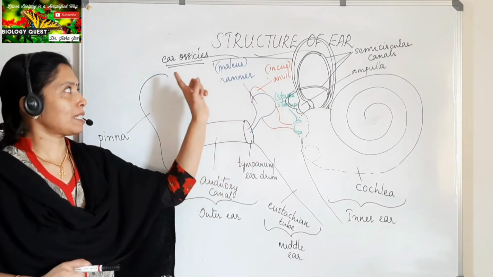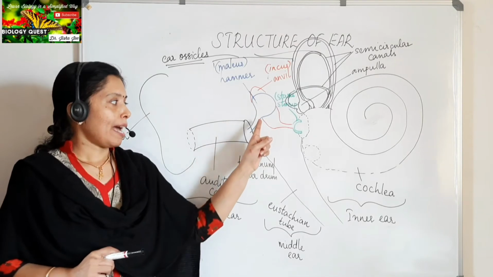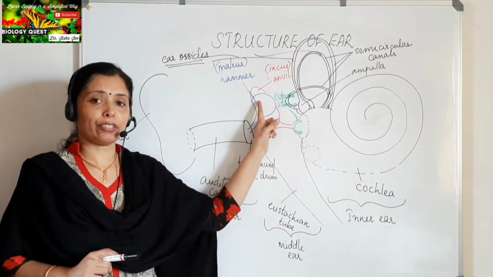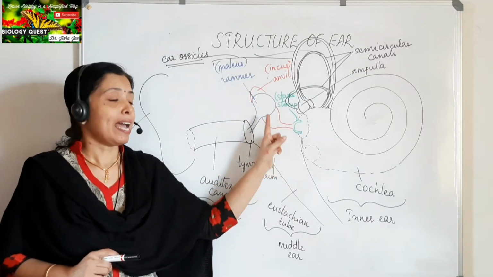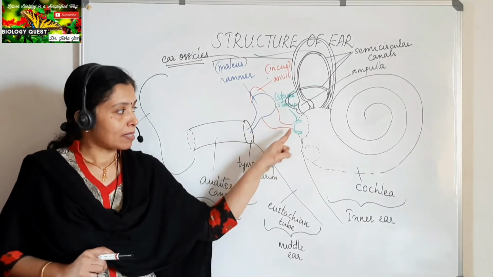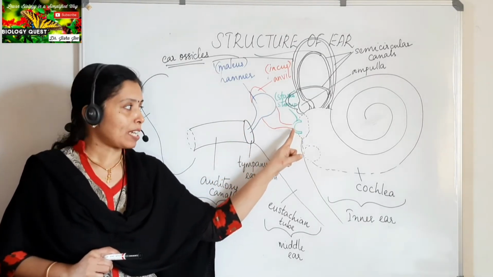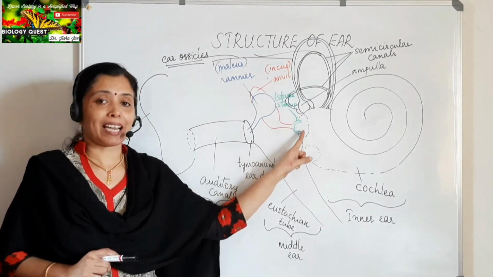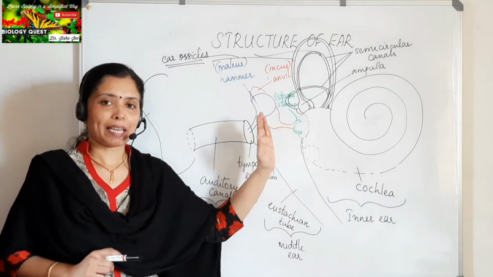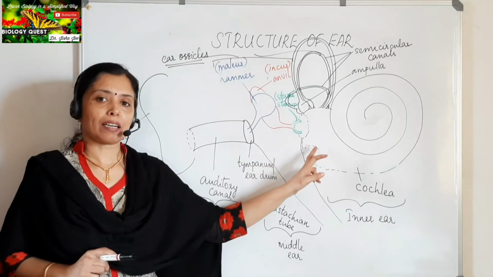Important: these terms as well as the term ear ossicles are important. The handle of the hammer is attached to the tympanum. The other end of the hammer is in contact with the anvil. The anvil is in turn attached to the stirrup. The free end of the stirrup is attached to the oval window, which is an opening guarded by a membrane. And just below the oval window there is a round window.